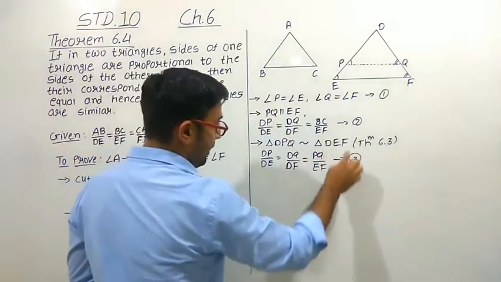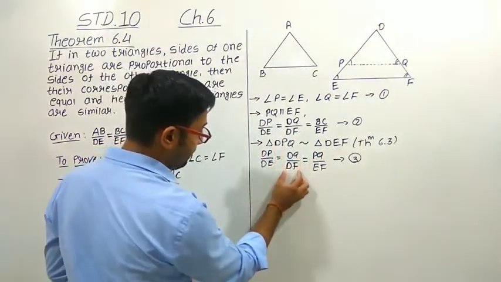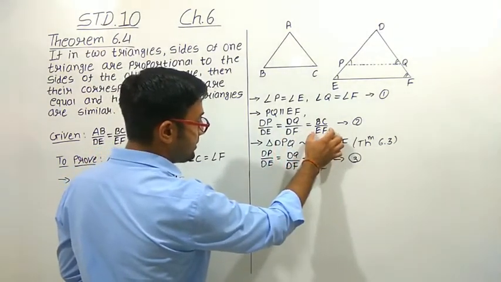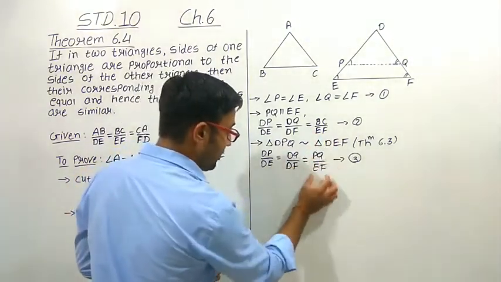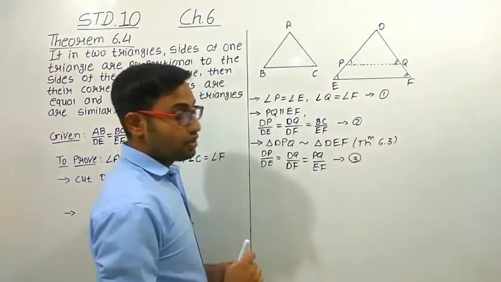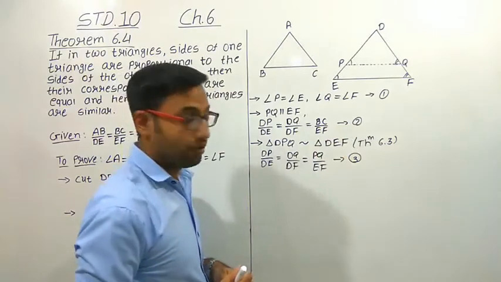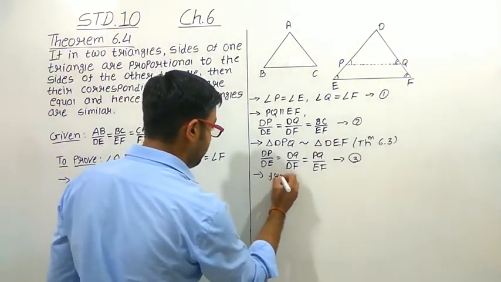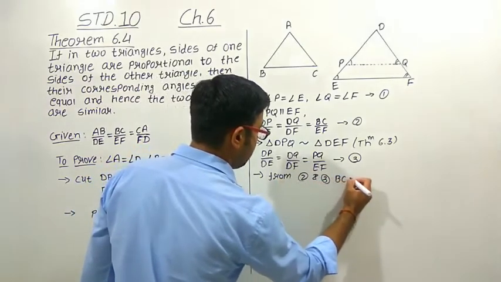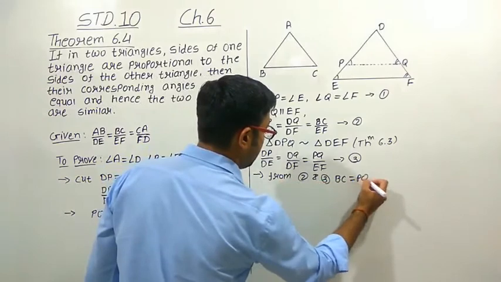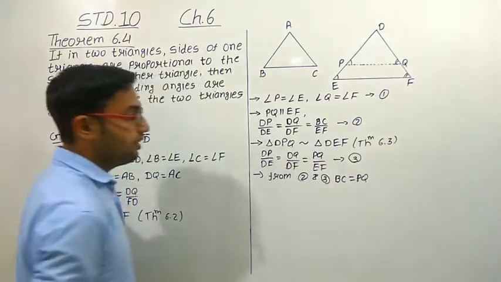Now see, compare both these equations. Here we have DP upon DE, DQ upon DF is also there, but here we have BC upon EF, and here we write PQ upon EF. That means the denominator is the same, but the numerator is different. So how will it be possible? It will only be possible if BC and PQ are equal. So from 2 and 3, BC will become equal to PQ.